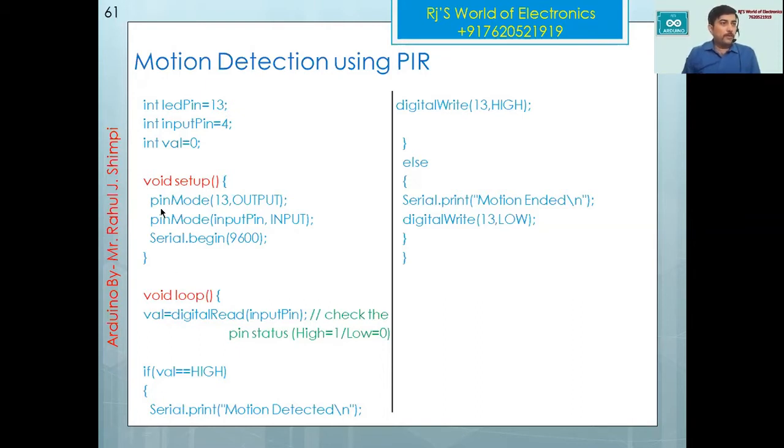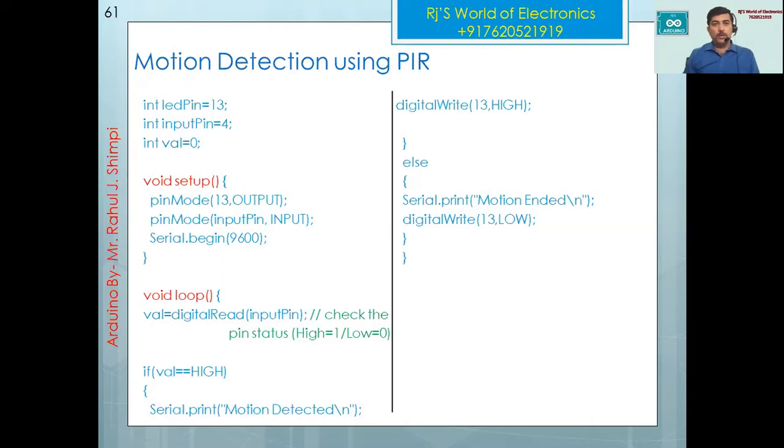Next, in void setup function, as the LED is an output device, I need to define this pin as an output. So pinMode 13, comma OUTPUT. Next, I have defined input pin, comma INPUT. That is, pin number 4 will act as an input pin.